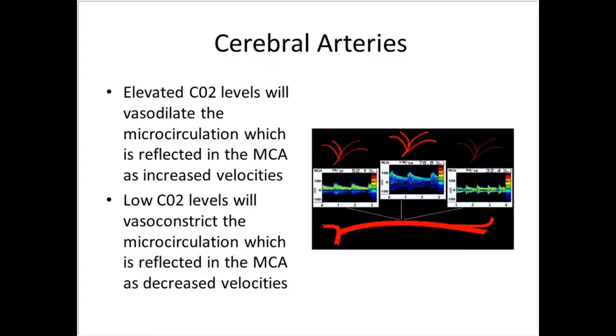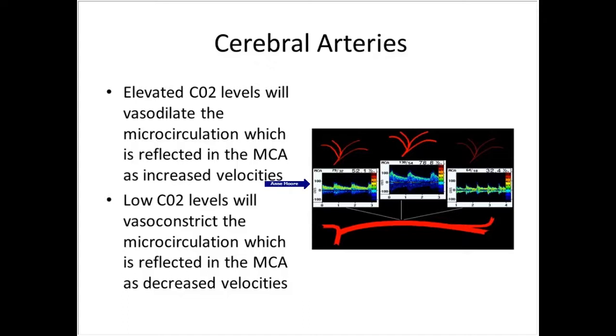Here I've said middle cerebral artery velocities will increase because I have a diagram of the MCA on the right-hand side. And then conversely, low CO2 levels will vasoconstrict the microcirculation, which again is reflected as decreased velocities in those intracranial vessels.